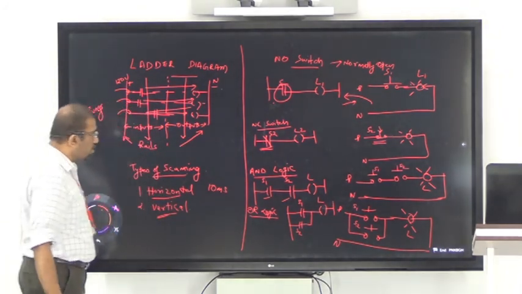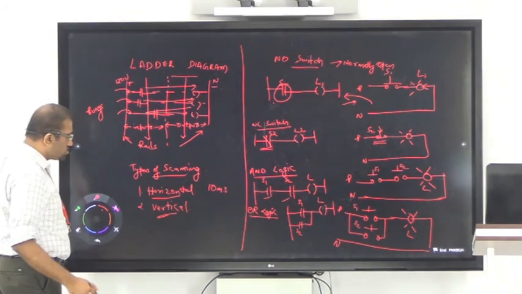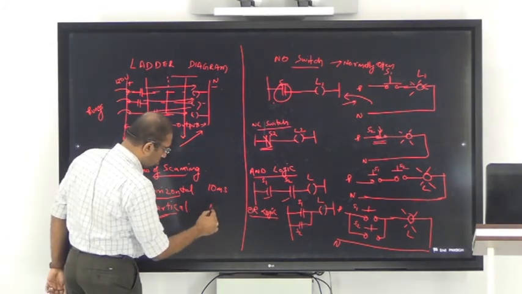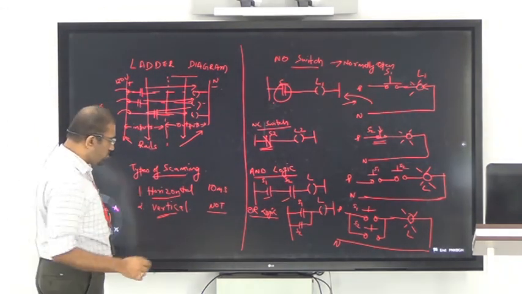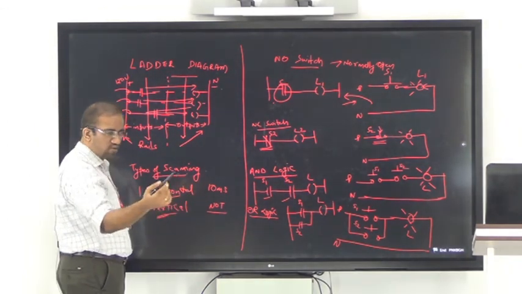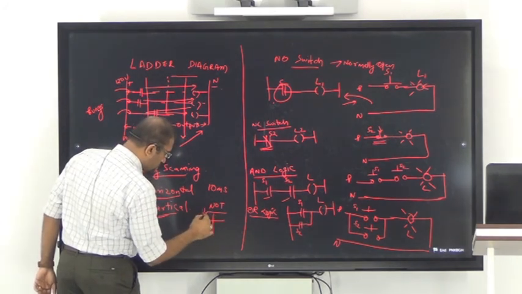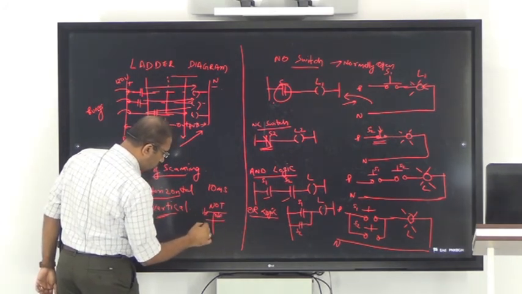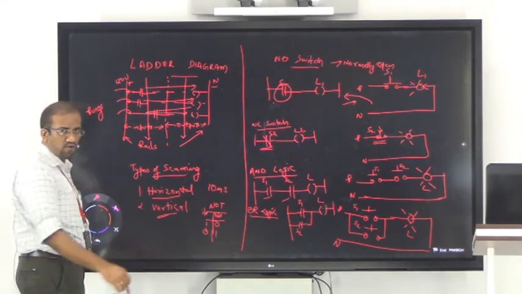Now, the most contradictory one is NOT logic. If you look at the graph of NOT logic, it is like this. If you have input and output, if input is 1, output is 0. If input is 0, then output is 1.